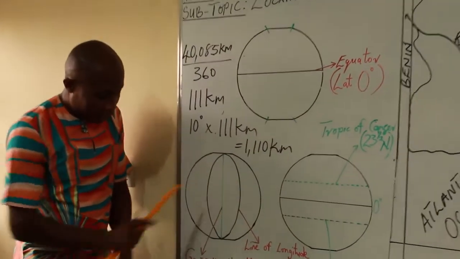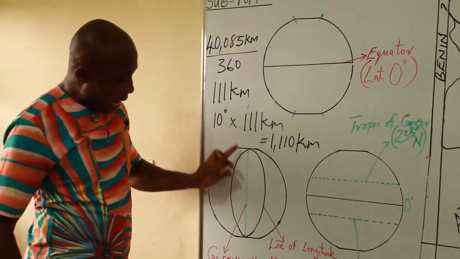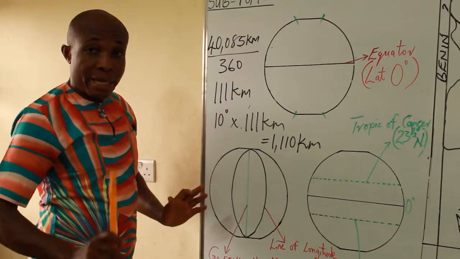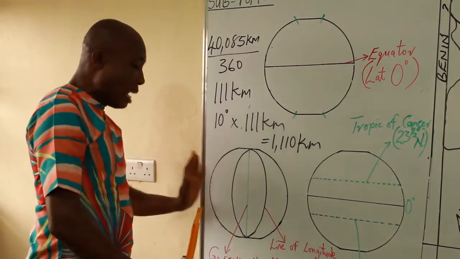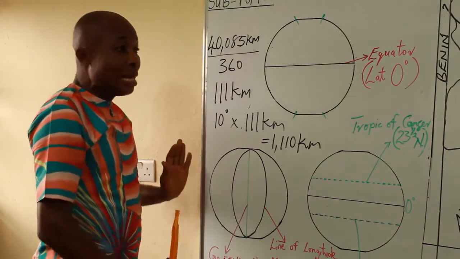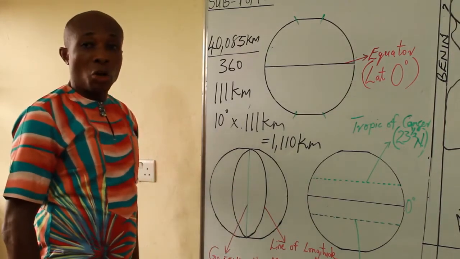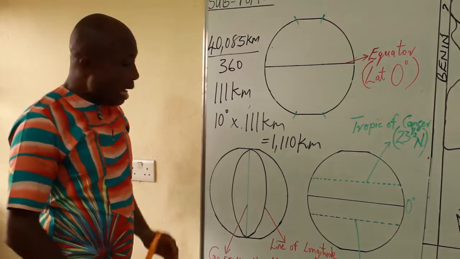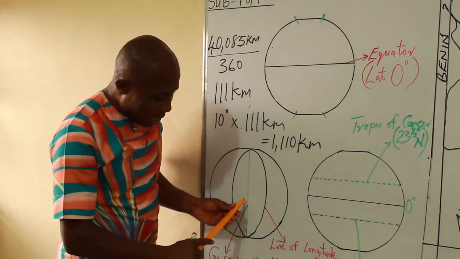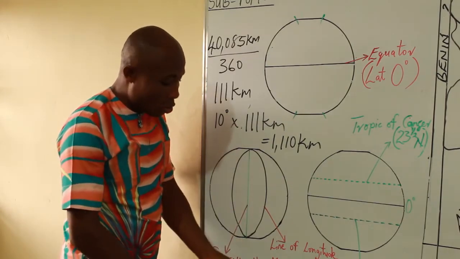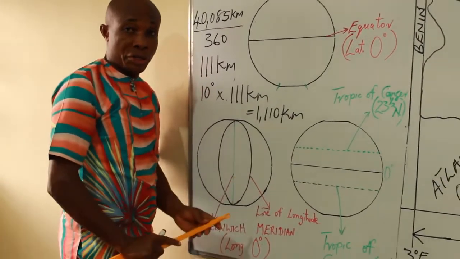From this drawing, I said that the Greenwich Meridian divides the Earth into two parts, east and west. My right hand side is the east, while my left hand side is the west. And we can also determine the position of Nigeria based on this longitudinal difference. This Greenwich Meridian is also known as long 0 degree, or longitude 0 degree.